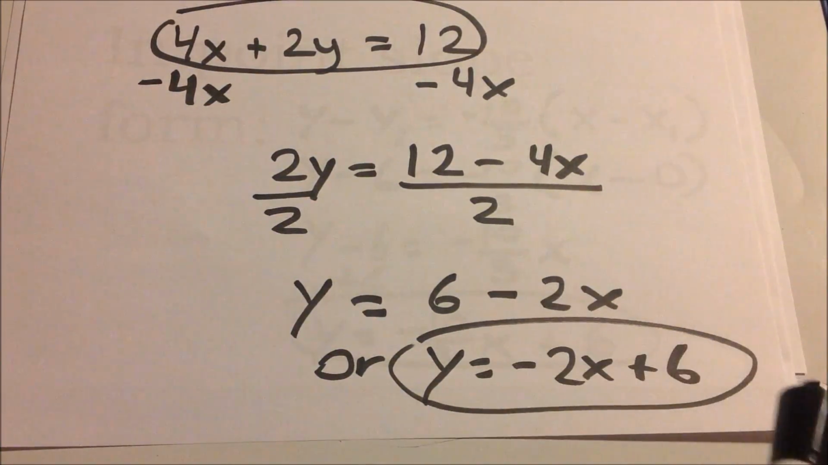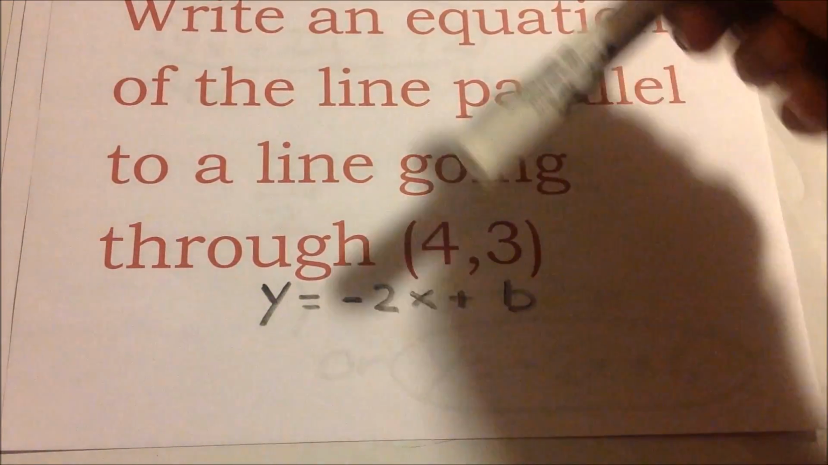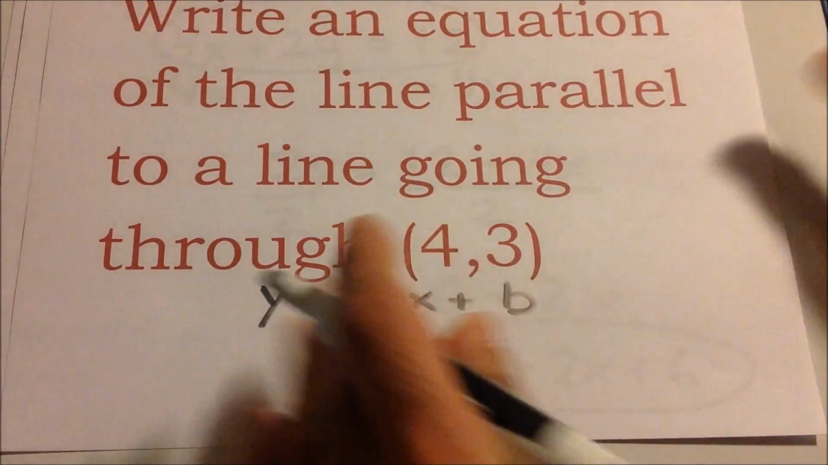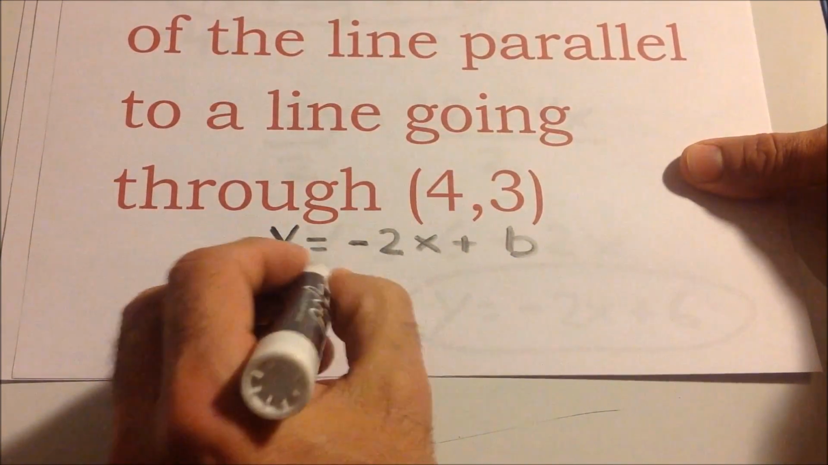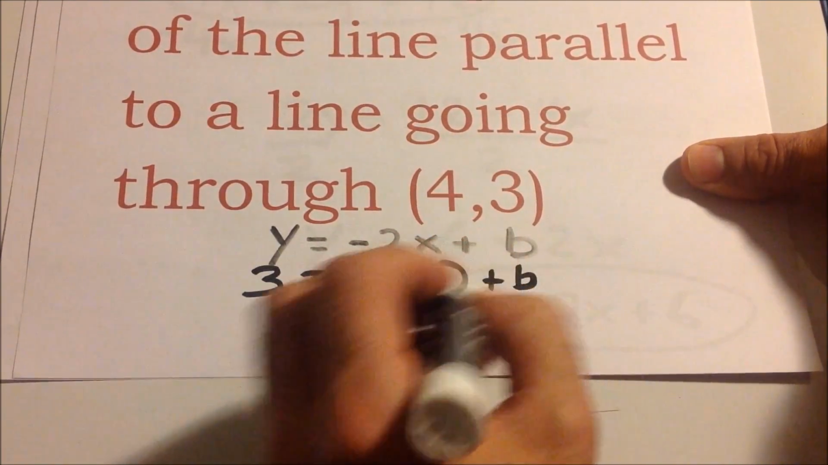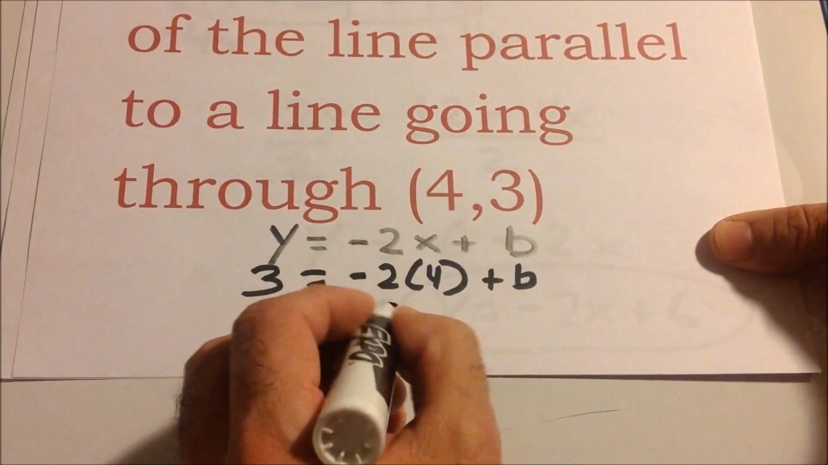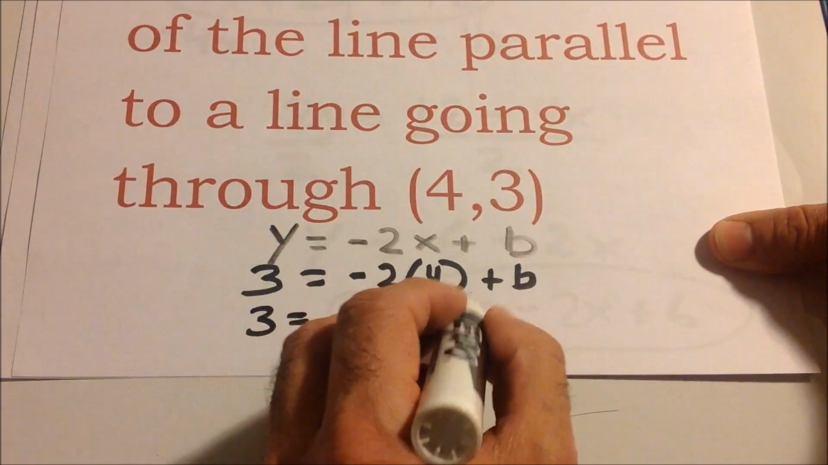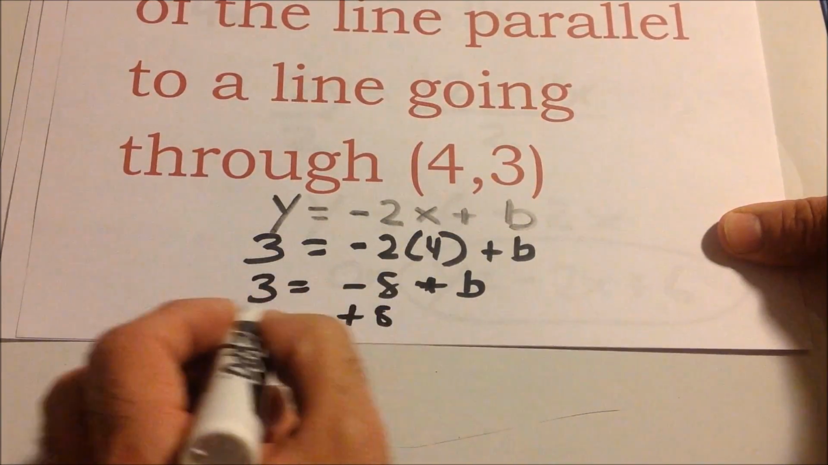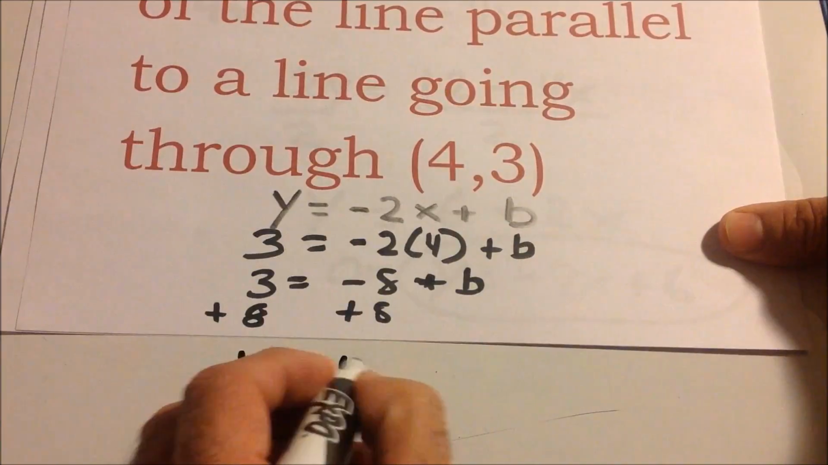Keep that in mind. We want a line parallel to that. Then just plug in the 4 and the 3. The 4 is the x, and the 3 is the y. So 3 is going to equal negative 2 times 4 plus b. 3 is going to equal negative 8 plus b. We're trying to find b here. We're going to add the 8 on both sides, and we have 11. So 11 equals b.